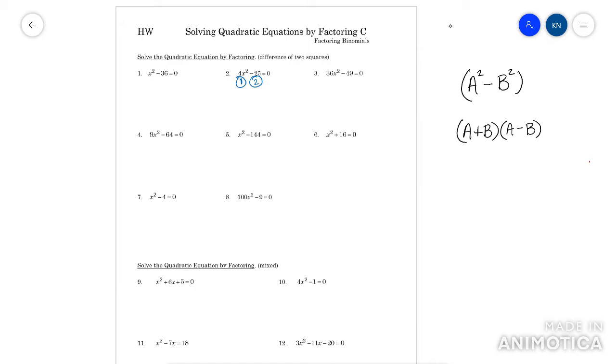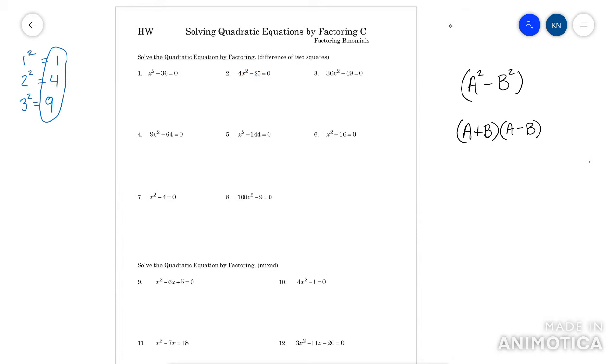Also, generally, difference of squares will be a minus in the middle. And lastly, the number associated with this is probably going to be a perfect square. So when I say perfect square, I'm talking about like these numbers. These numbers right here are perfect squares. So that's how you can tell that it's a difference of squares right off the bat.